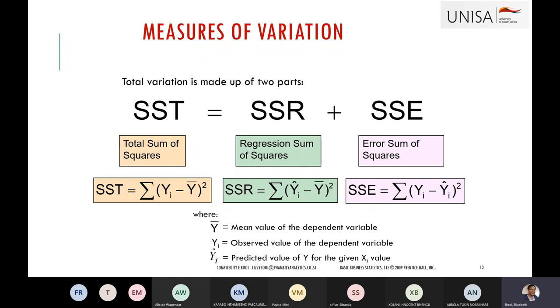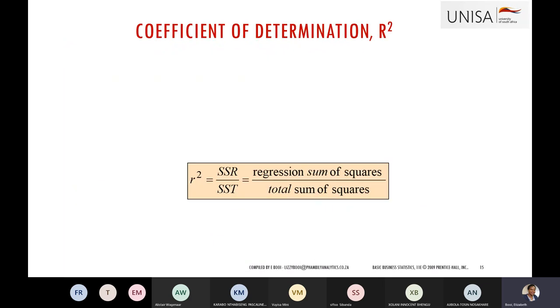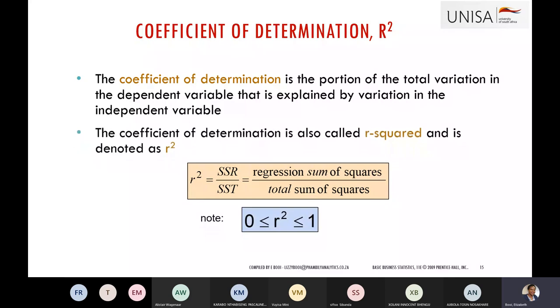And we also learned about the measures of total variation, where we said that our total variation can be given by two parts, which is your sum square measures of regression plus the sum square measures of errors of that regression line. And we also learned that we can use the total sum square measures to calculate your coefficient of determination. And the coefficient of determination gives you the percentage or the proportion of the total variation in the dependent variable that is explained by the variation in the x or the independent variable.